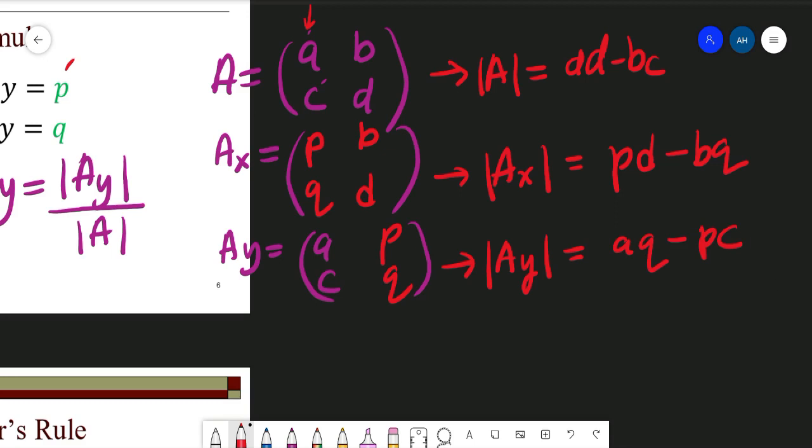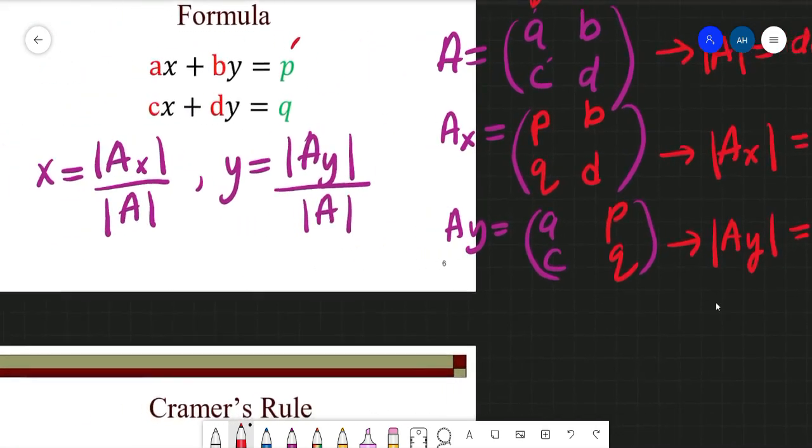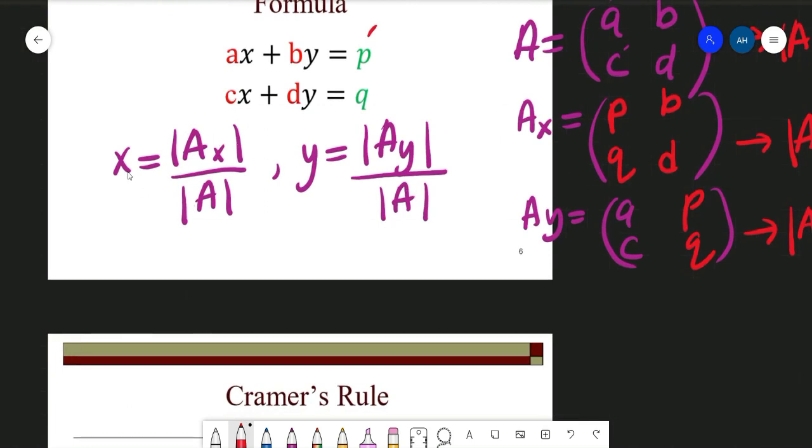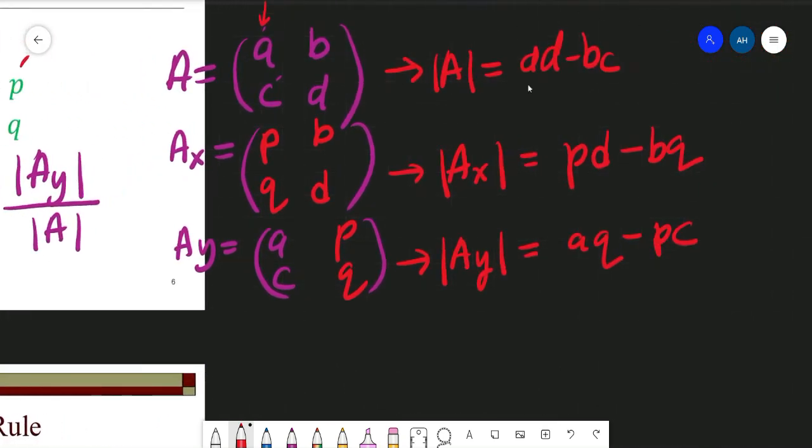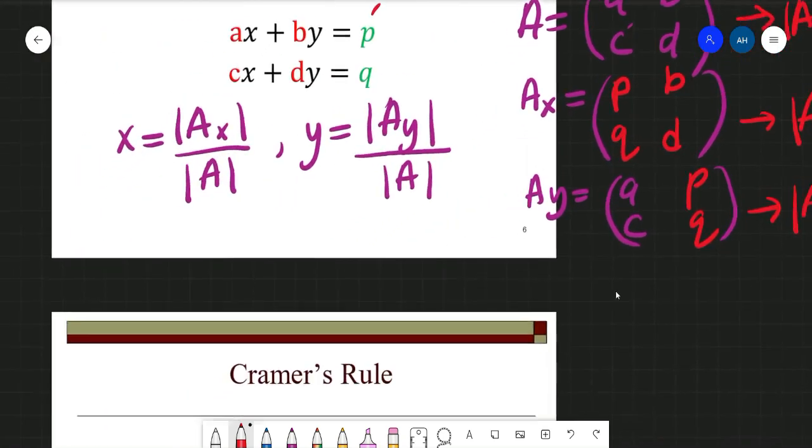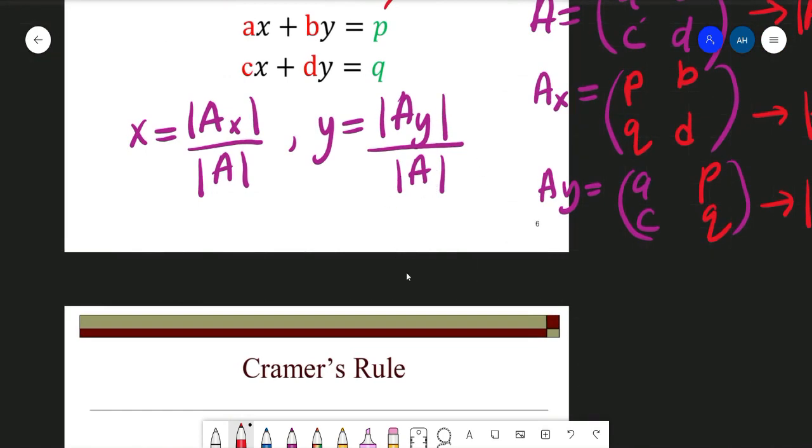Once we have all these determinants for these three matrices, we are going to replace them into this formula to find the value for X. We are going to divide the determinant of Ax by the determinant of A. Y is equal to the determinant of AY divided by the determinant of matrix A. Whatever this value is, we are going to substitute into this equation, and then we can find the value of X and the value for Y.